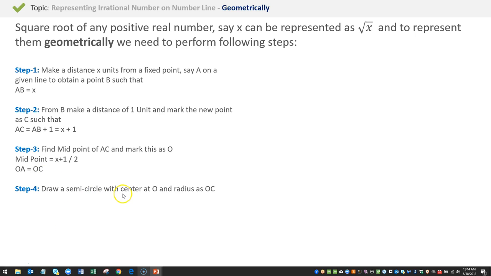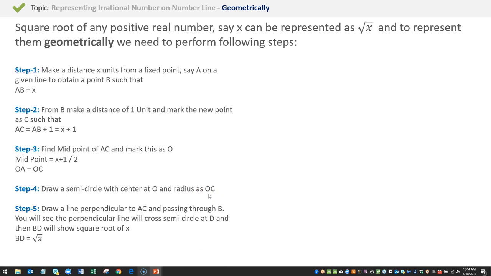Then draw a semicircle with center at O and radius as OC. And at the end, draw a line perpendicular to AC, passing through B. You will see the perpendicular line will cross semicircle at D, and then BD will show square root of x. Let's see how it looks.